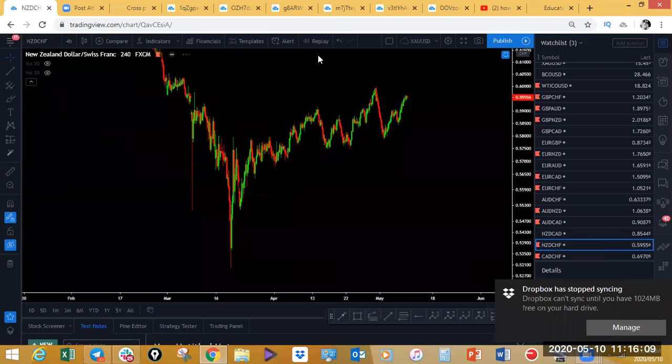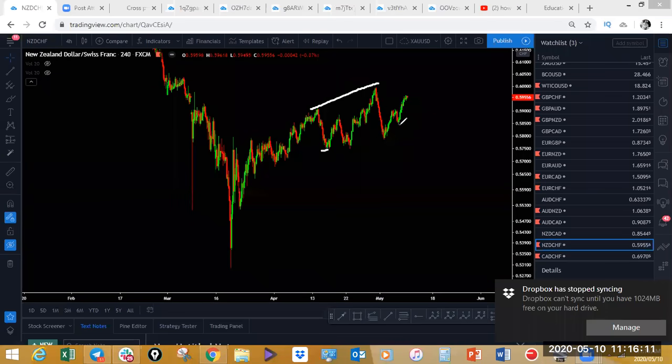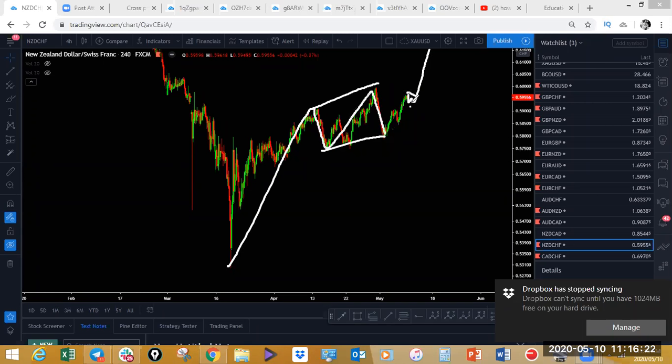New Zealand CHF, we've made an expanding flat there. Look for it to continue higher. That's what we have there. You've got 3 waves up, 3 waves pullback in that expanding flat, and continuation to the downside. That's 1, 2, 3 there internally. This should continue higher.